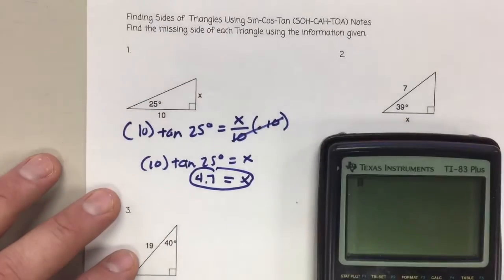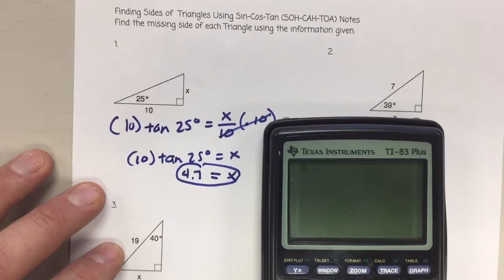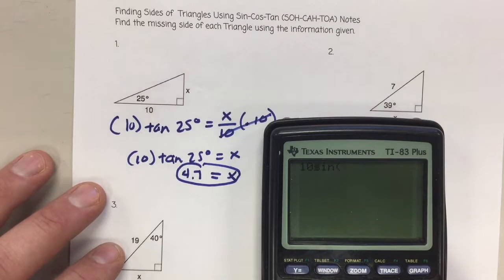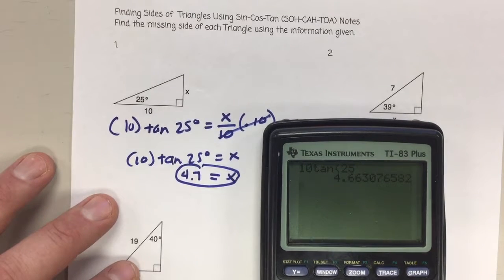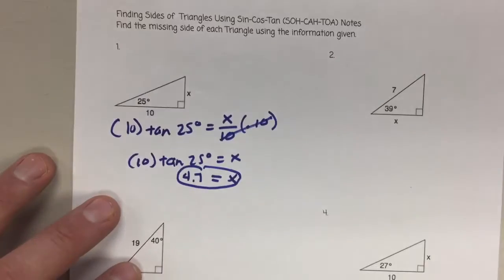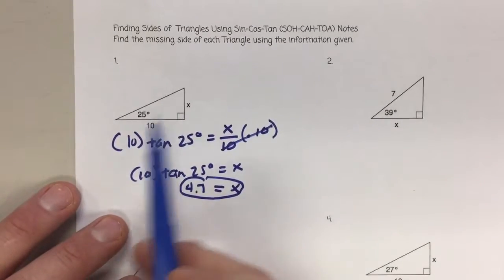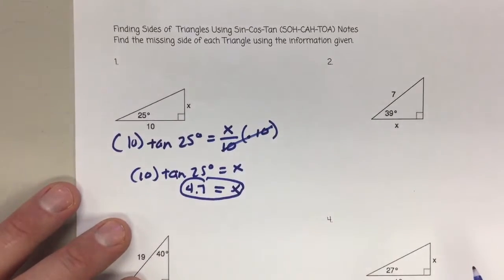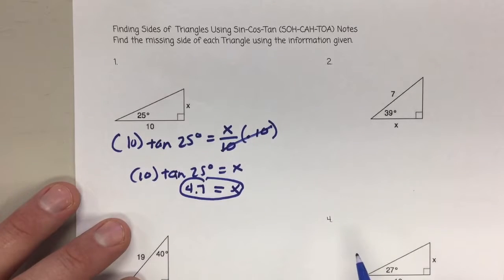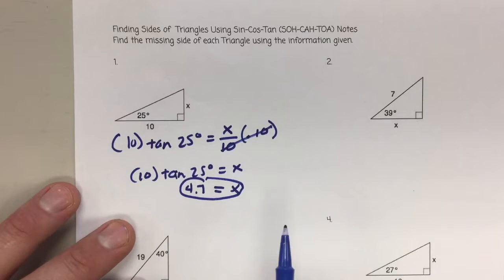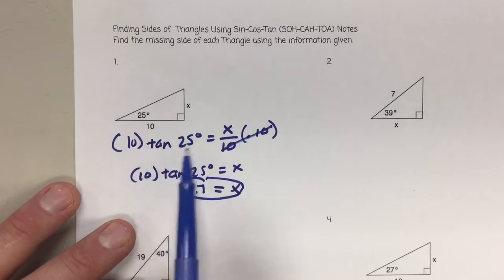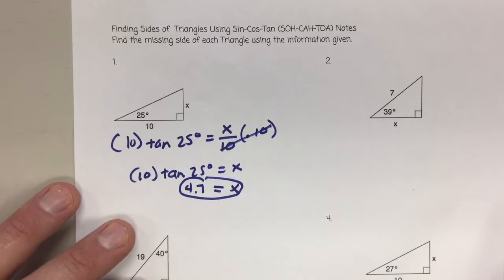If you have this calculator, you would do the same thing. Type in 10 tangent, oops, I did sine, delete that. 10 tangent 25 degrees. And again, I get 4.66, we round it to 4.7. So the key to doing these problems is to figure out first, can I use sine, cosine, or tangent? And then fill in the information we know, and then solve for the variable. And when we have to convert like tangent 25 to a decimal, we just use our calculators.